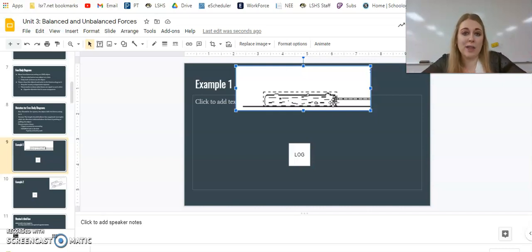We also have electricity. We won't be looking at that very much. That's more of a Physics 2 thing, and then also magnetism, which is also a Physics 2 thing. So we're really going to focus on gravity as the only field force that we have.